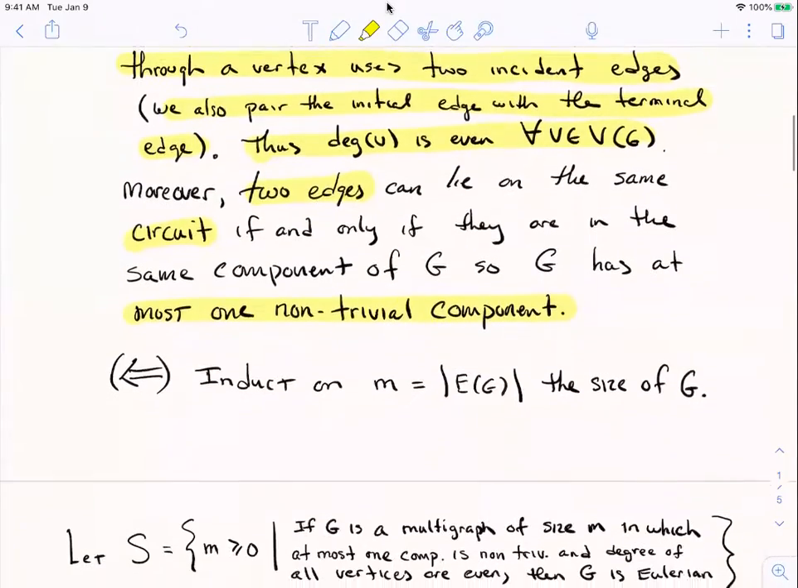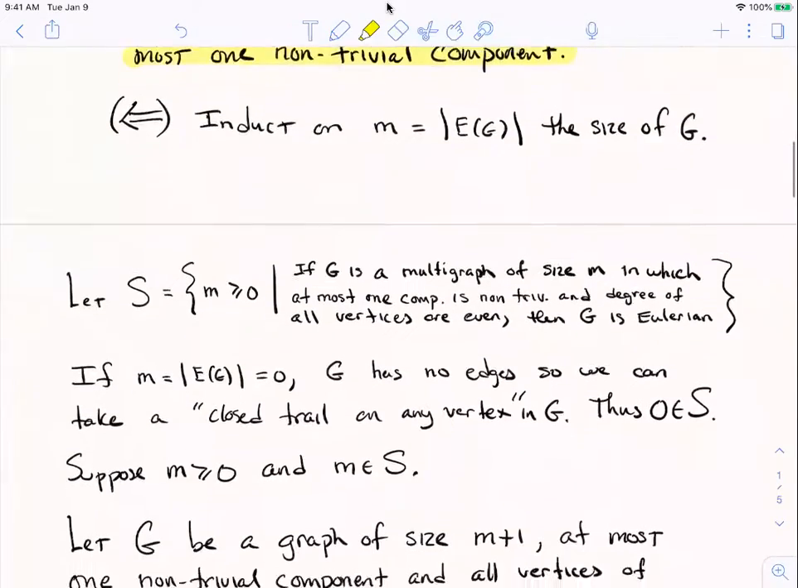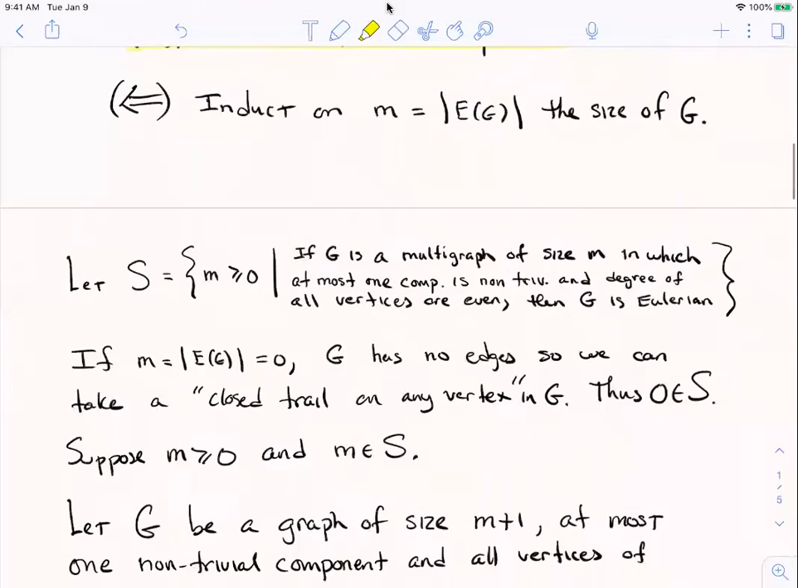I'm going to give a slightly more rigorous proof than what the author does in your book, although I won't call your author's proof non-rigorous, but I'm going to prove the converse.